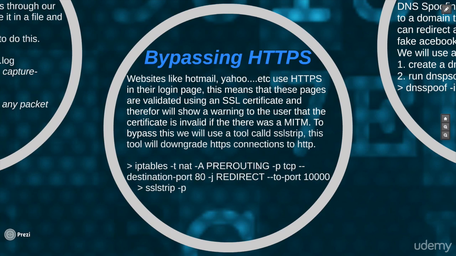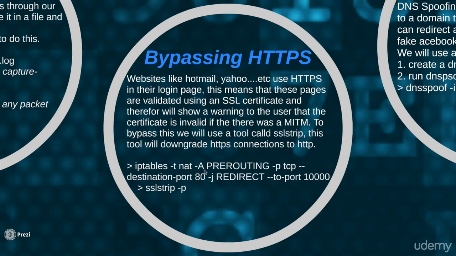So in order to do this, we're actually going to need to run two commands. The first command is just an iptables command. As I said, iptables is just a firewall, a Linux firewall. And this command is going to redirect any packet on port 80, it's going to redirect it to port 10,000. We do this because SSL Strip runs by default on port 10,000.